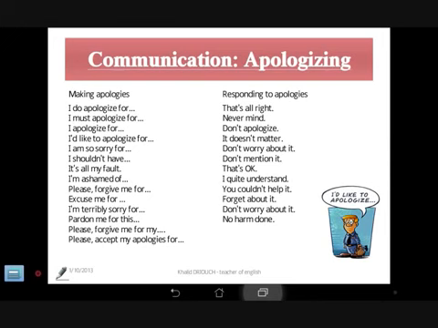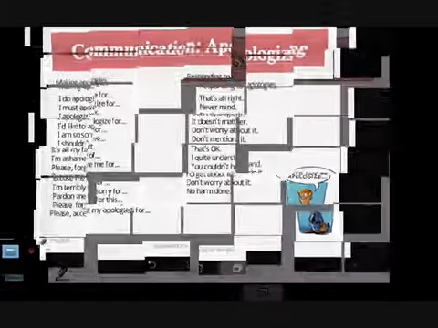To respond to apologies, we can say, that's all right, no problem, never mind, don't bother yourself, don't worry about it, you couldn't help it, no harm done.